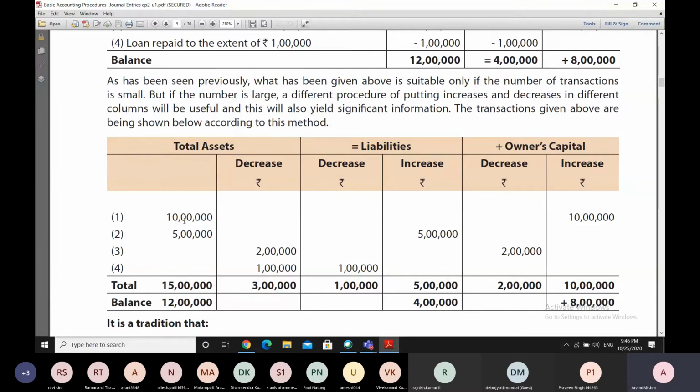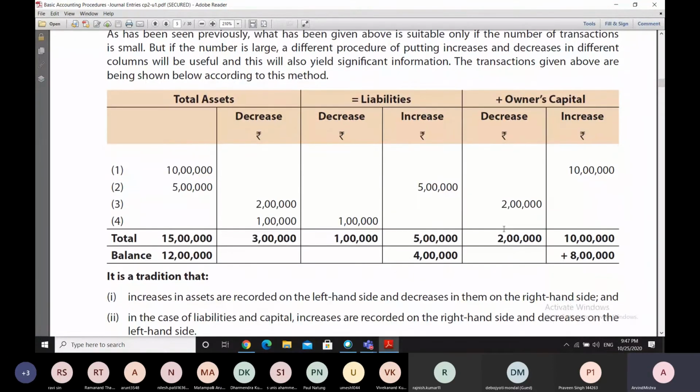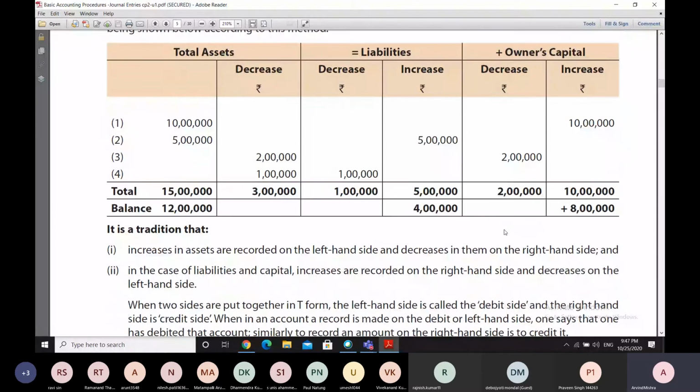Now, as we can see, whenever there is a change in an asset, if it is an increase, we write on the left hand side, or if it is a decrease, we write on the right hand side. In case of liabilities, where there is a decrease, we write it on the left hand side, and in case of increase, we write it on the right hand side. And in case of capital, again, if the capital increases, we write it on the right hand side, and the decrease we write on the left hand side. This makes it simpler and easier to understand.